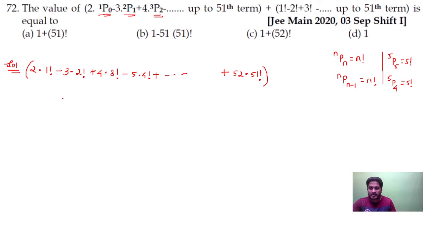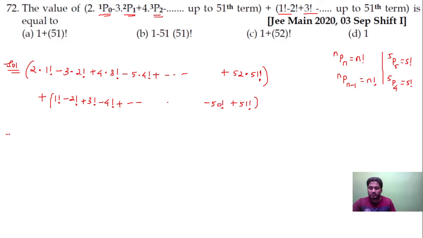Now the remaining terms will be in order: 1 factorial minus 2 factorial plus 3 factorial minus 4 factorial, and so on. Obviously the 51st term will be positive, so this is 51 factorial. One term before this will obviously be minus 51 factorial. So this is 52 factorial, the 51st term. This is 51 factorial, and one term before this will be 50 factorial.